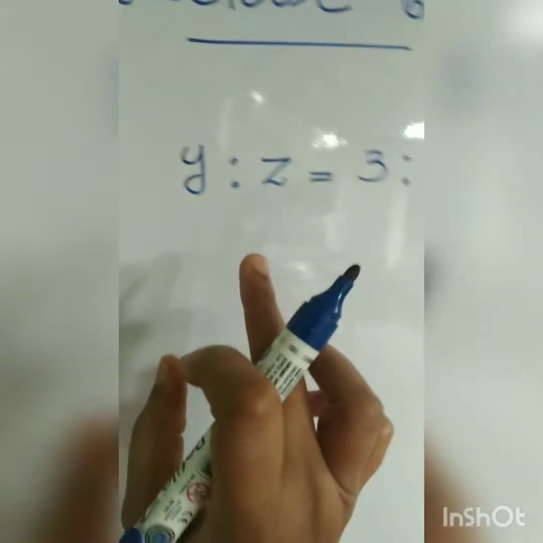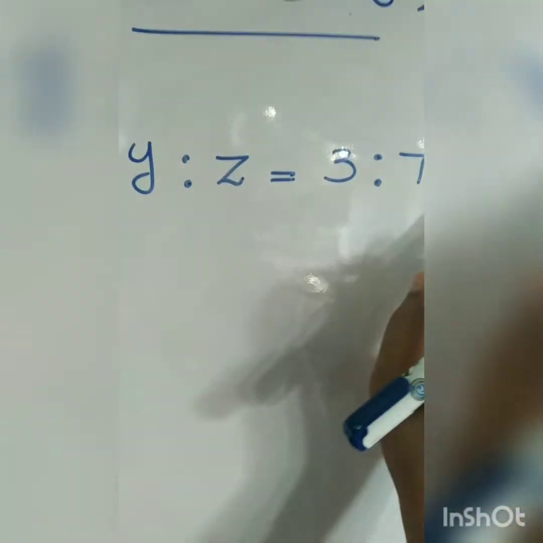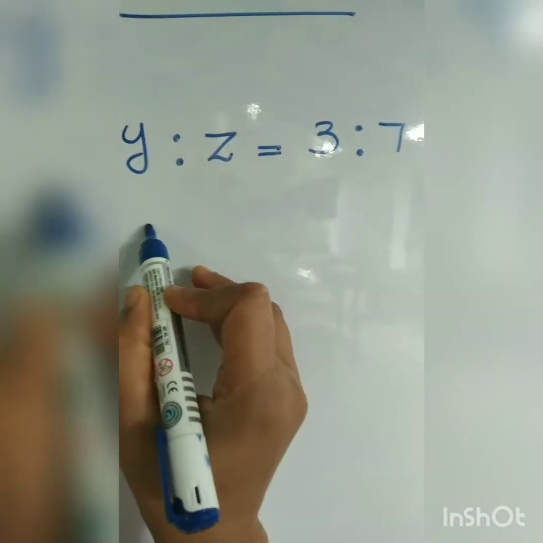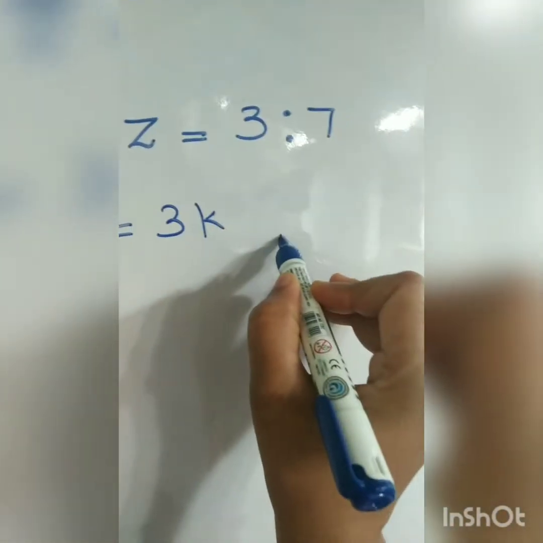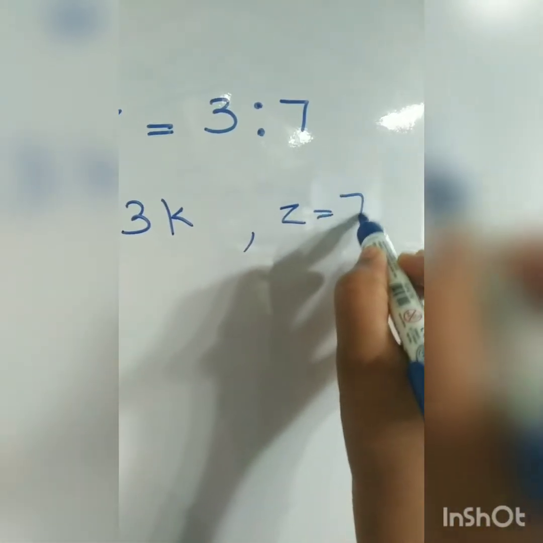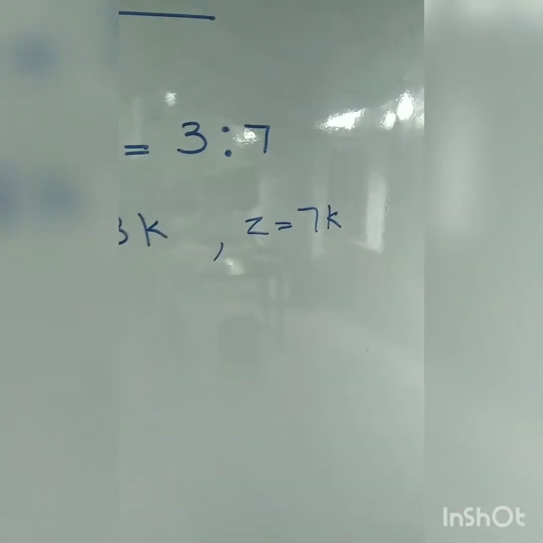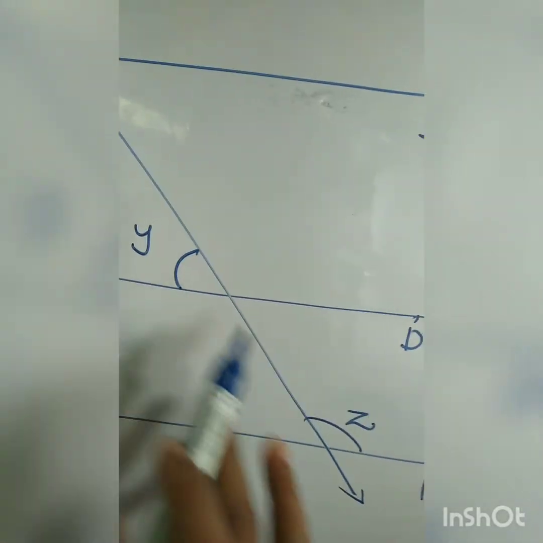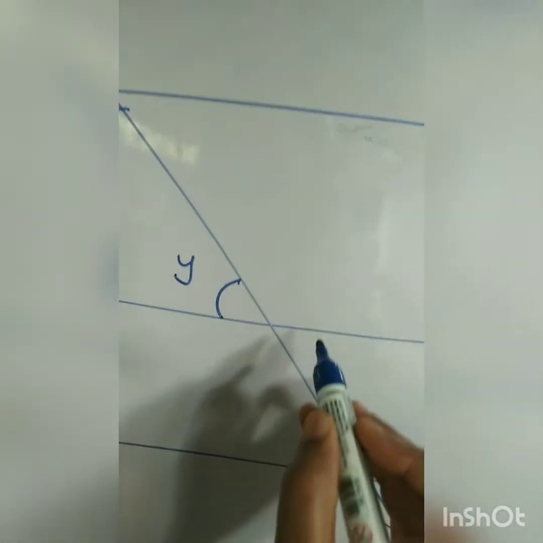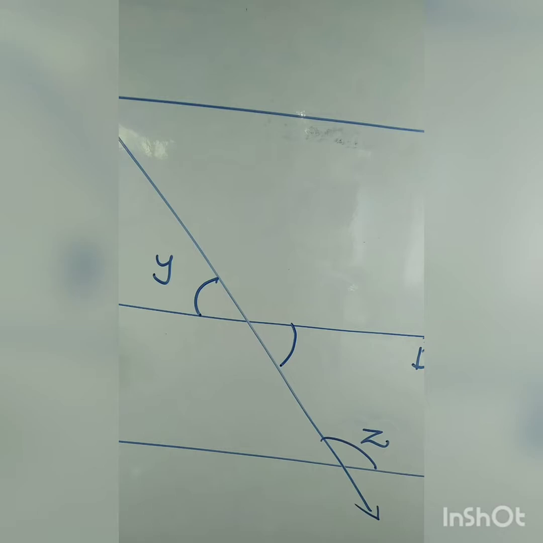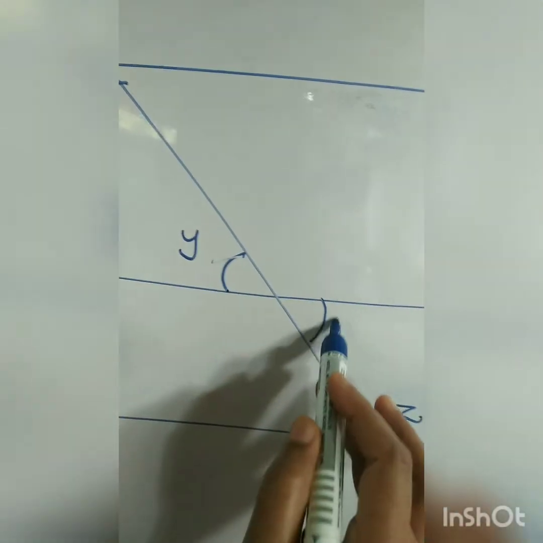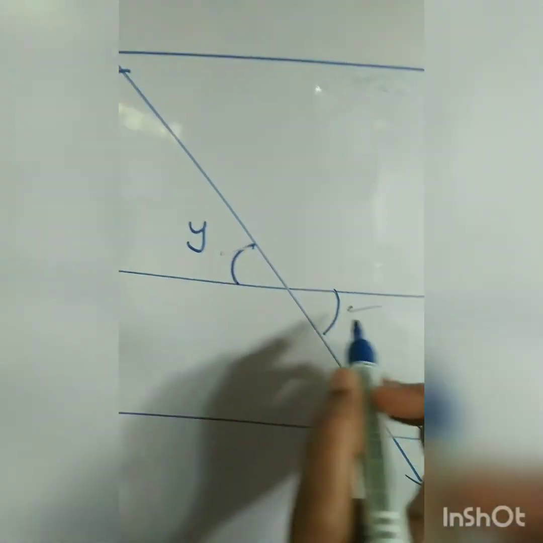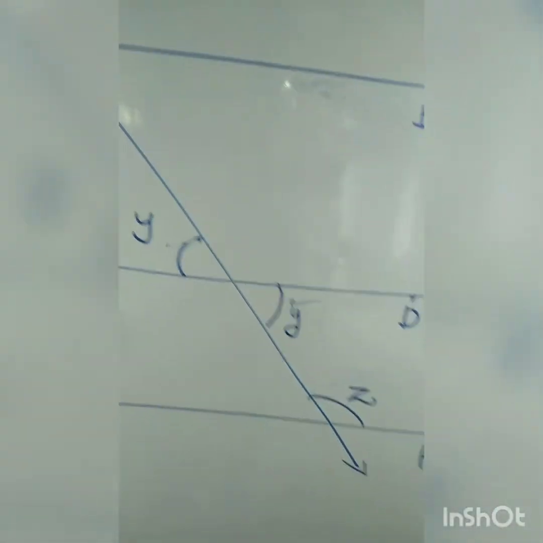We can start from what is given. Y is to Z is equal to 3 is to 7. That means Y is equal to 3K and Z is equal to 7K. Now see the angle. What about this angle? Vertically opposite angle. So these two angles are equal. This is Y, so this angle is also Y.